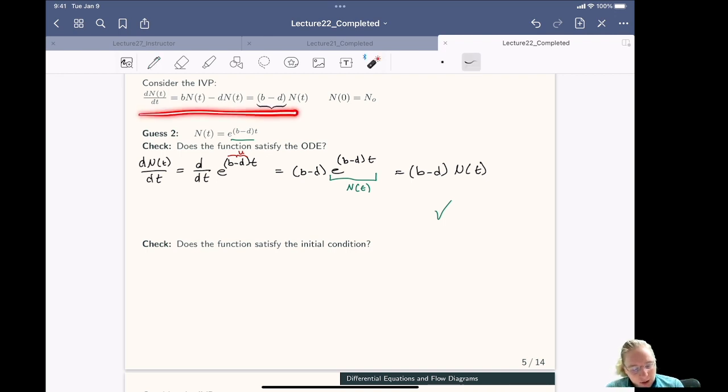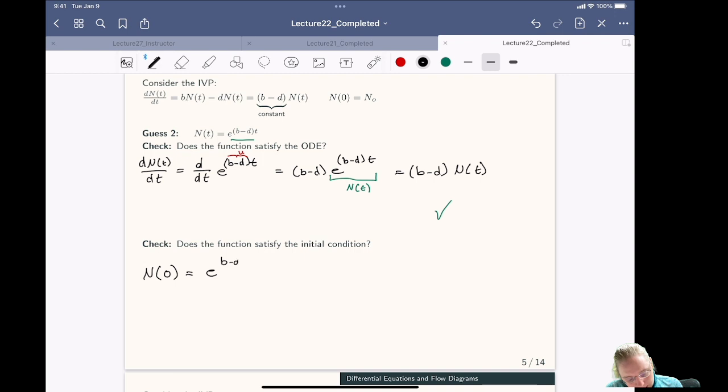solve this differential equation. It has to solve this initial condition. So how do we check if it solves the initial condition? Well, we simply put in t equals 0 into our function here. So let's plug in 0. So we have n of 0 is equal to e to the b minus d times 0. What does that give us?